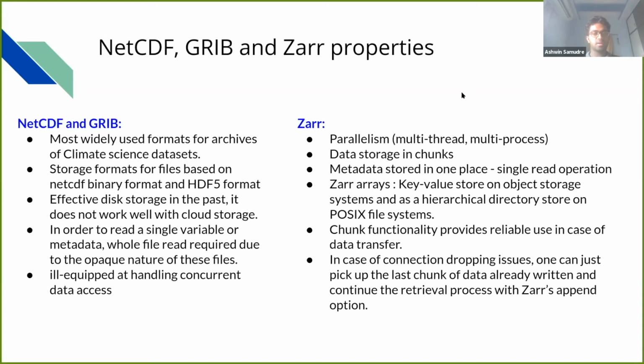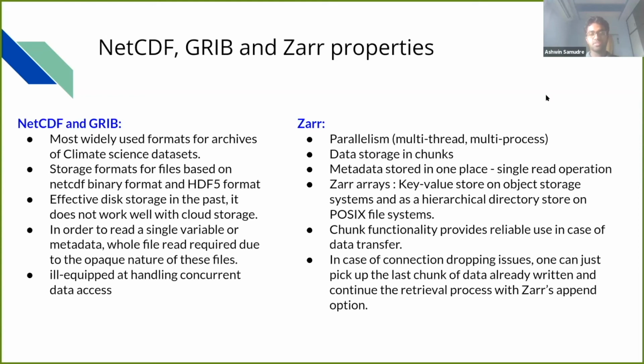Zarr arrays are mainly stored as key-value pairs on object storage systems, and as a hierarchical directory store on POSIX file systems. This provides a really good way to access the data. So for the POSIX file systems, we mainly have this hierarchical directory, and that can be a good replacement for what we have with NetCDF and GRIB.